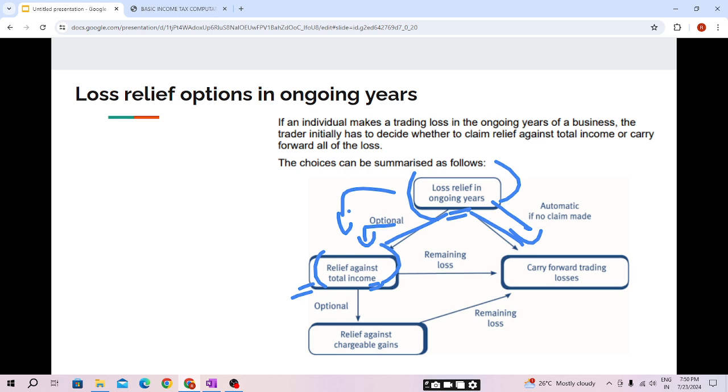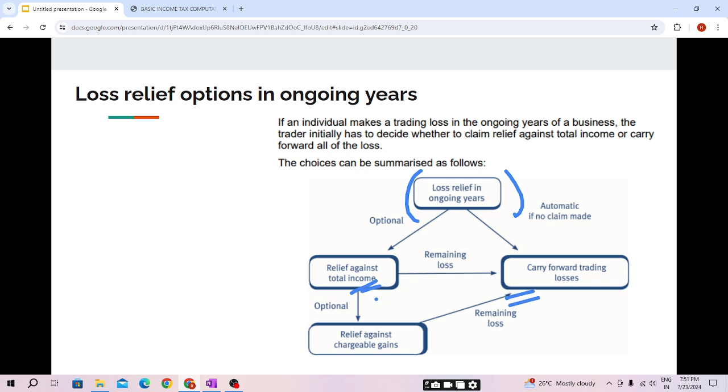If the individual does not select this option to set off against the total income, then automatically the carry forward relief will apply. That means if I am an individual and I am incurring loss in my business, I have two options provided by HMRC: relief against total income, or carry forward trading loss. If I do not claim relief against total income, it will be automatically carried forward. So automatically the carry forward trading loss relief will apply.